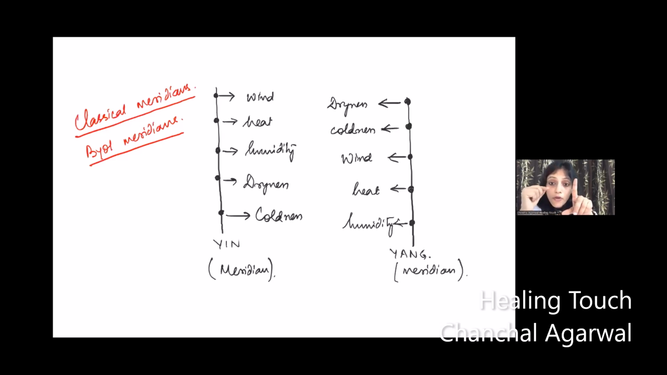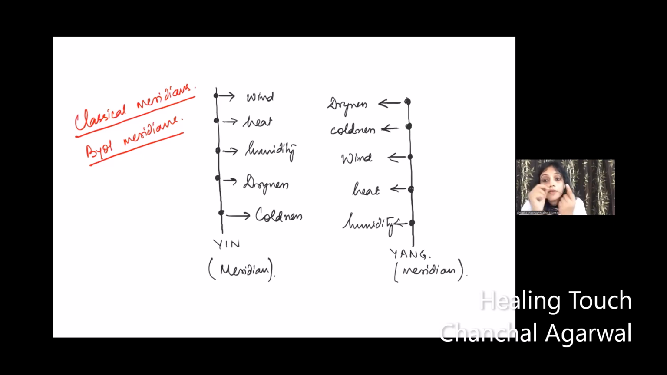The points may not be one after the other. Most of the points are one after the other. Wind, heat, humidity are one after the other. Then you will see there may be some gap between the points. But the sequence is wind, heat, humidity, dryness, coldness. Is this okay with everyone? On the yang side, if you see the chart and plot it on the finger, the first point is dryness. Then you have coldness point. Then you have wind, then heat, then humidity.